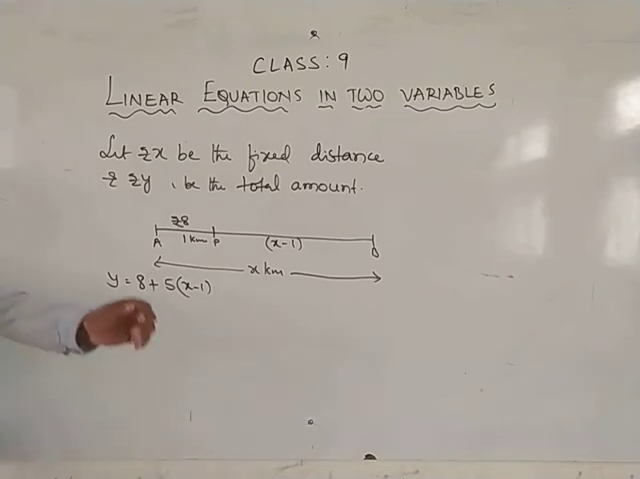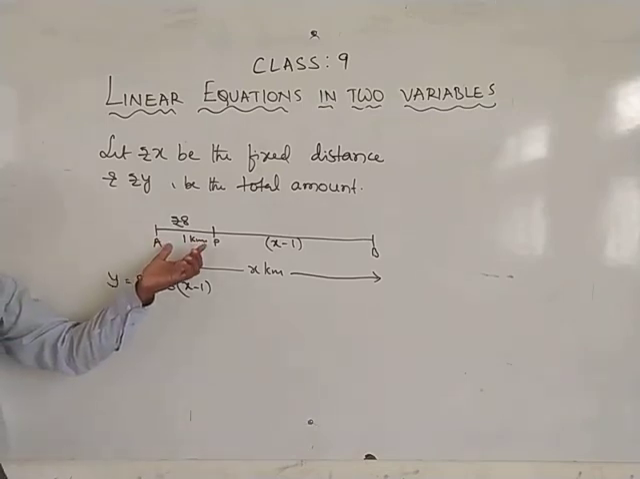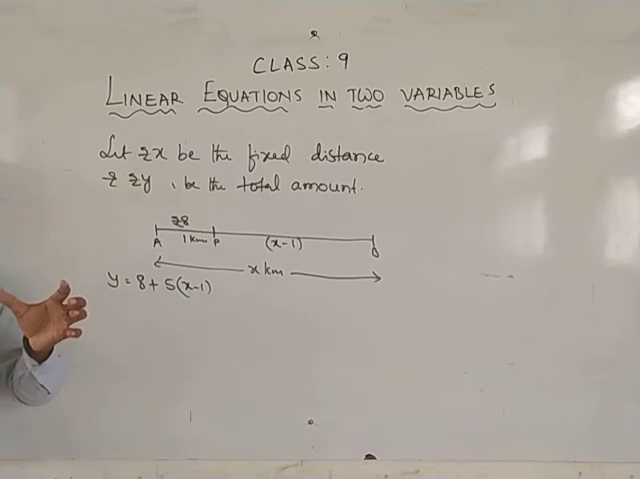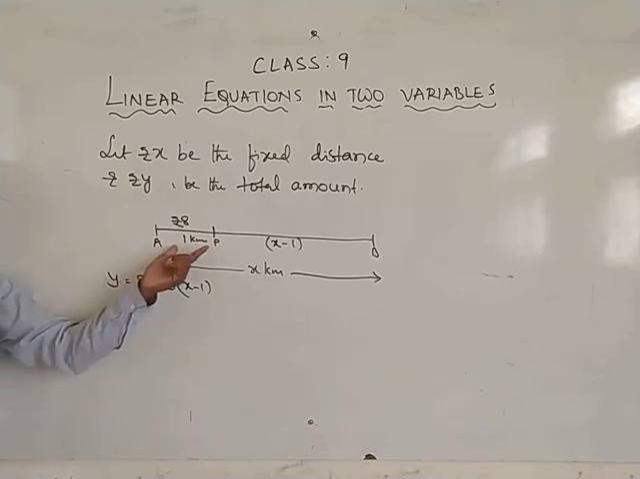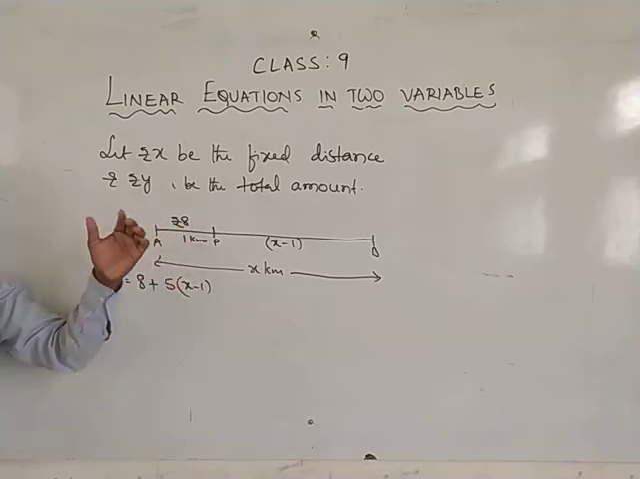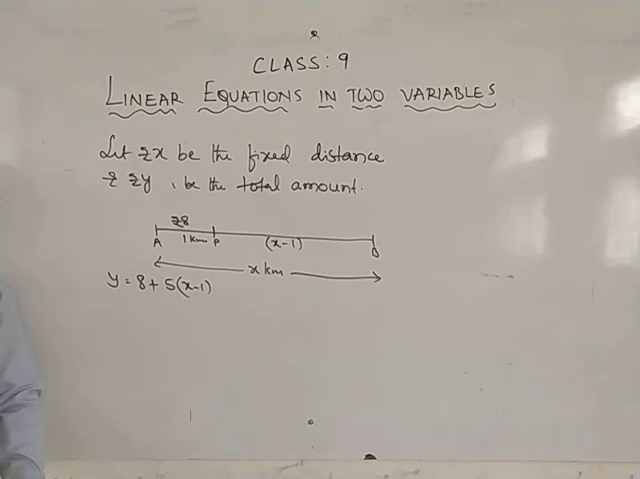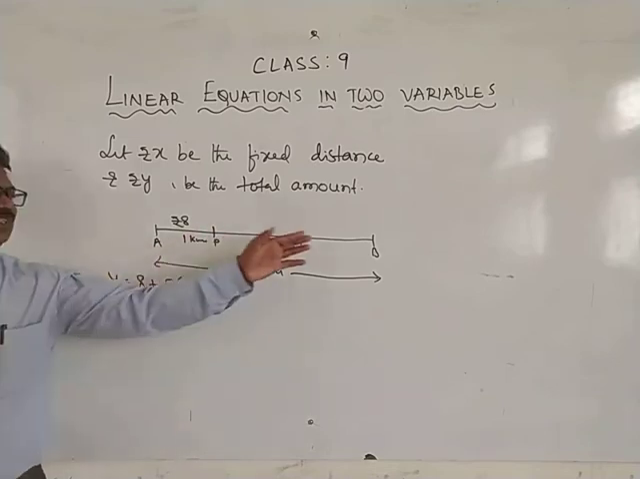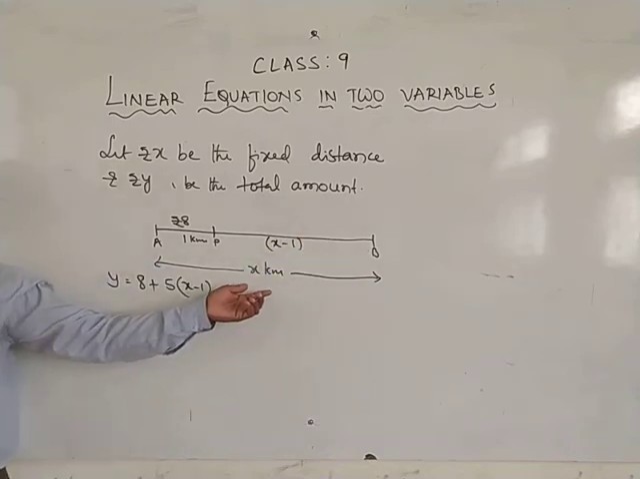See, one more time I will tell. In a city, for auto charge, for 1 kilometer, 8 rupees fixed. After the first kilometer, whatever the distance, 2 kilometers, 3 kilometers, 10 kilometers, he will charge 5 rupees per kilometer. So let the total distance be x kilometers.